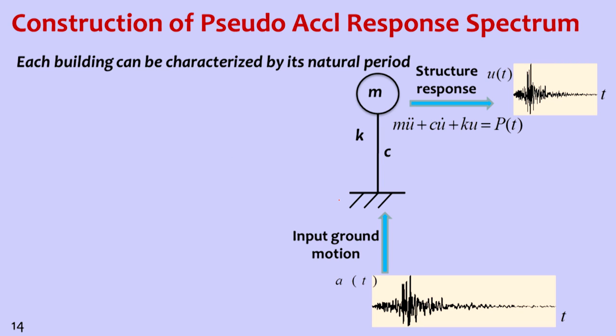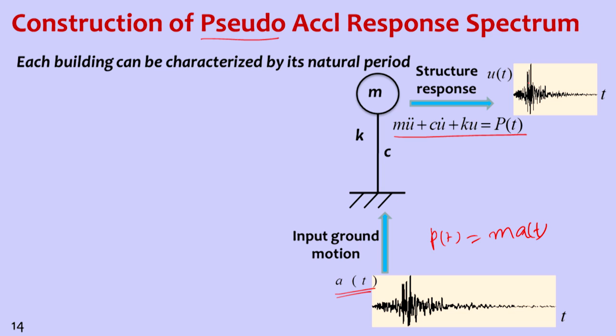Now how do we construct this acceleration response spectrum? Why we are calling it pseudo, I will discuss in the next class. Construction of acceleration spectrum: we have a linear single degree of freedom system, and the equation of motion for it is m u double dot plus c u dot plus k u is equal to the applied force. That applied force is coming from acceleration, so P of t is equal to mass into acceleration, and then this is the response.